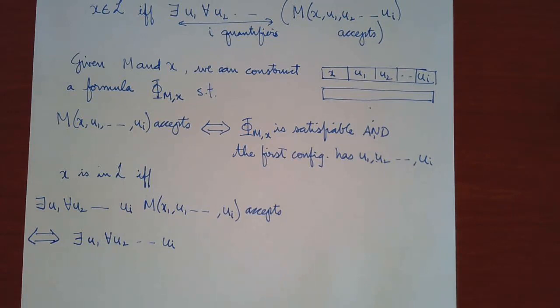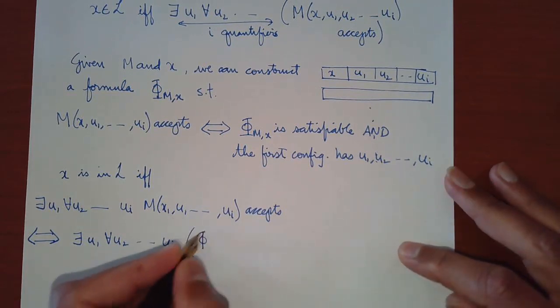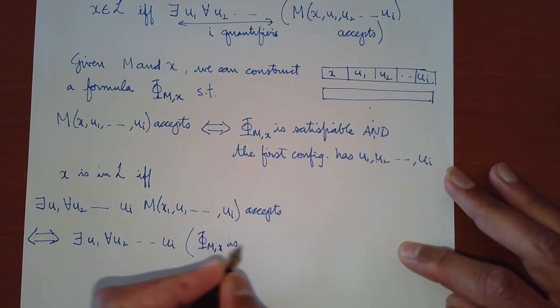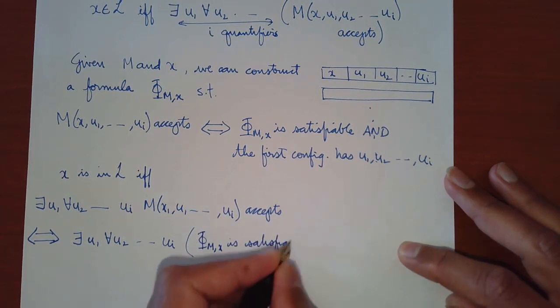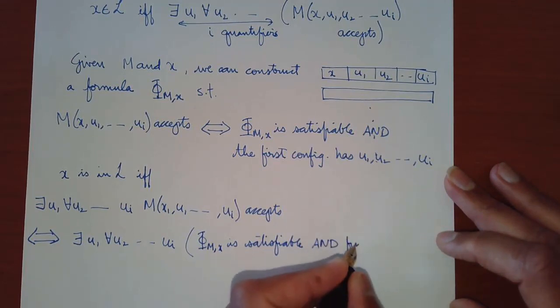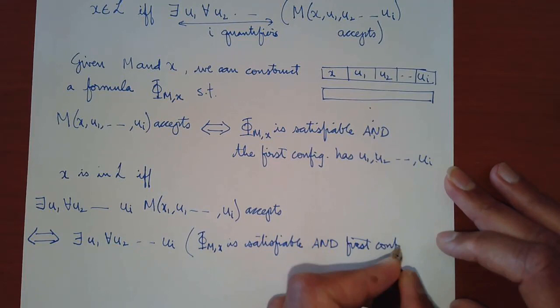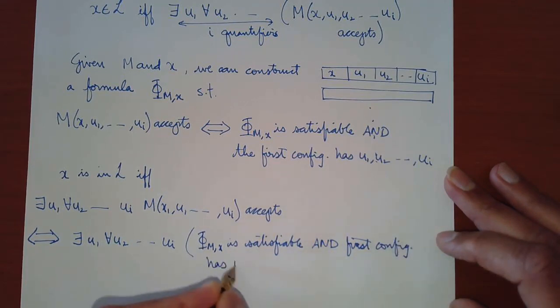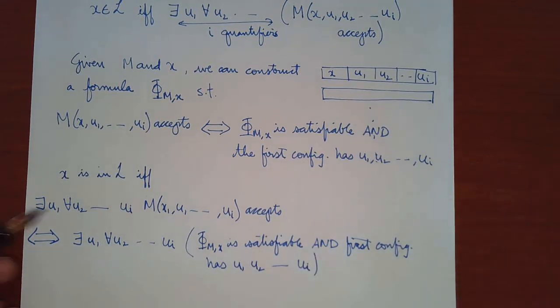Now here's the problem. The way that I've set this up, I'm going to add an extra quantifier, which I do not want to add. But I'm just going to write this down, such that phi of M_x is satisfiable, and the first configuration has u1, u2 up to ui. And this is what I get. So x is in L if and only if there exists some setting such that the formula that I get can be satisfied.